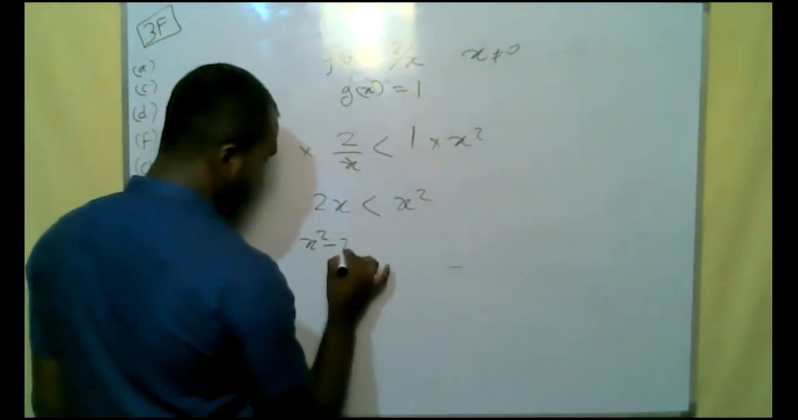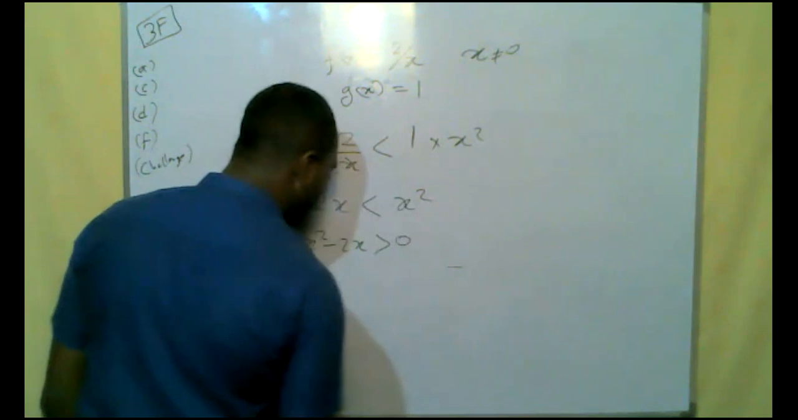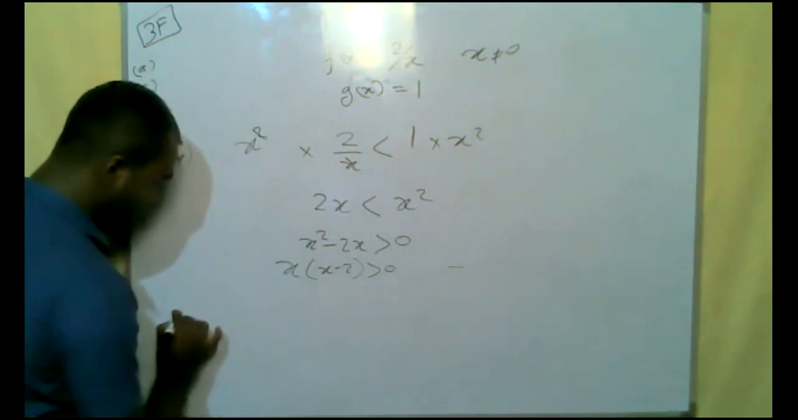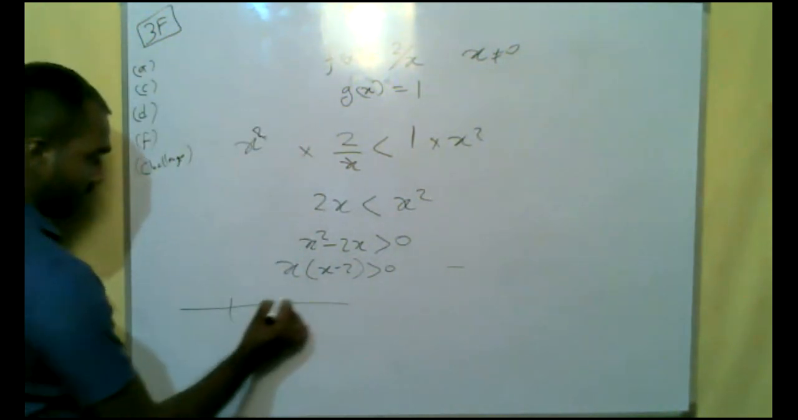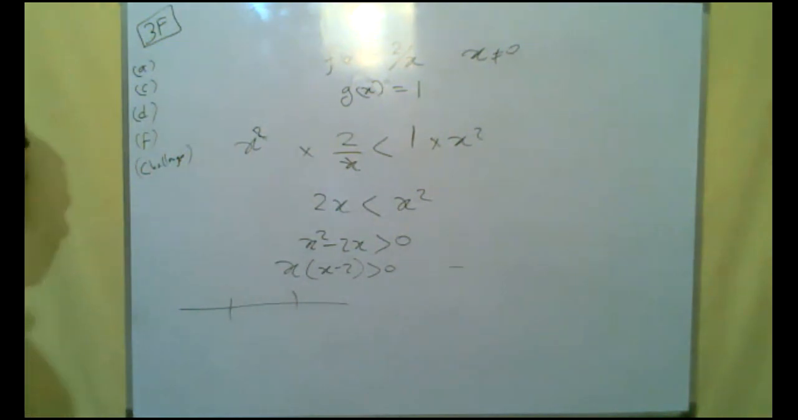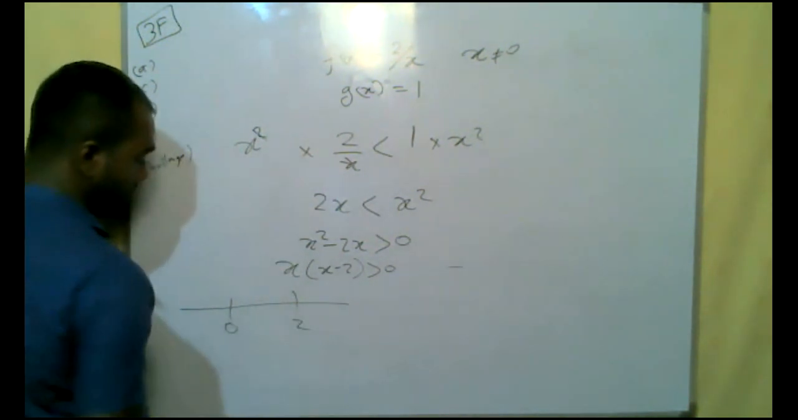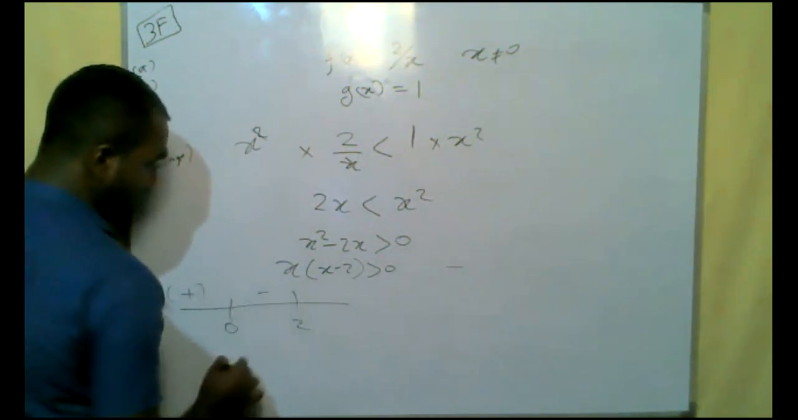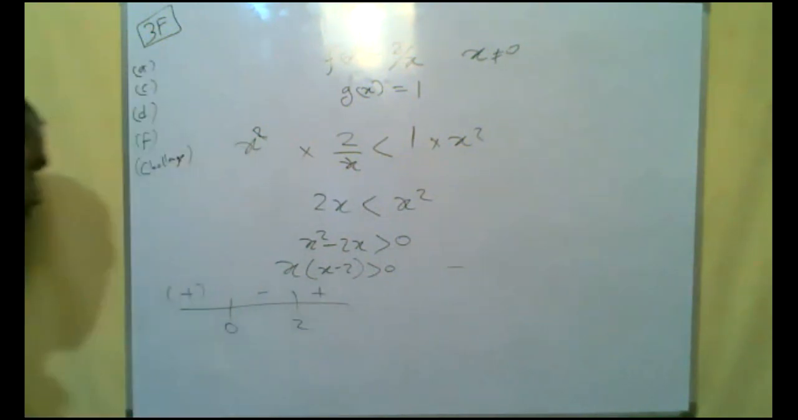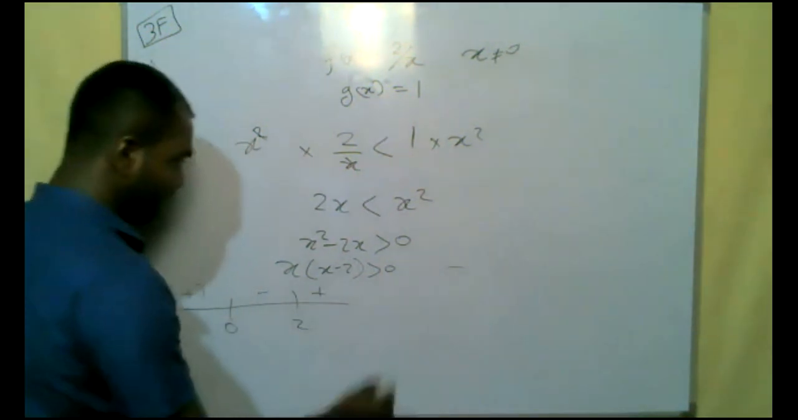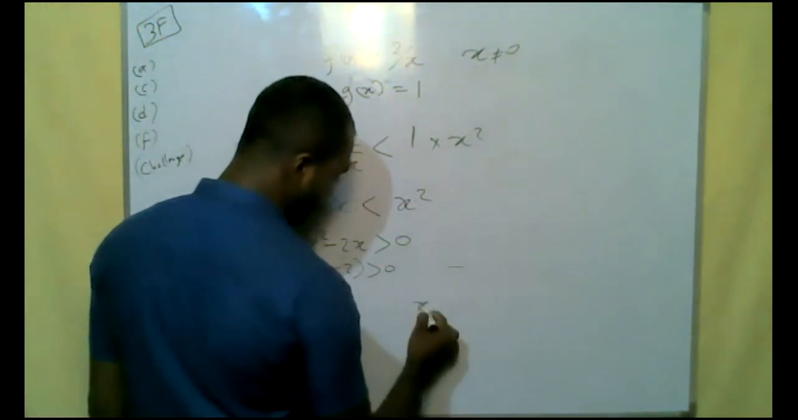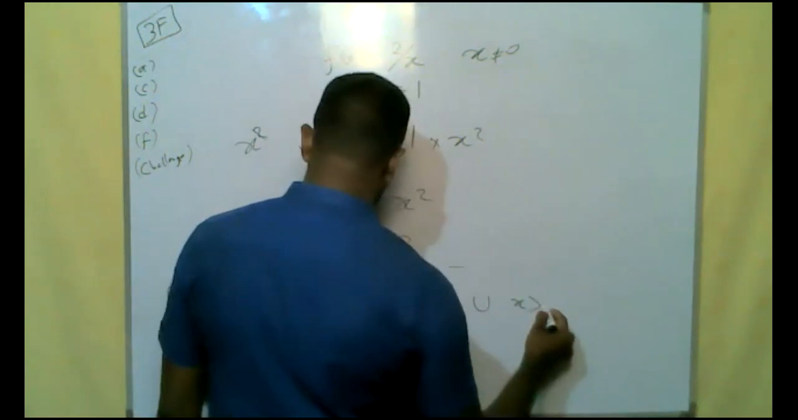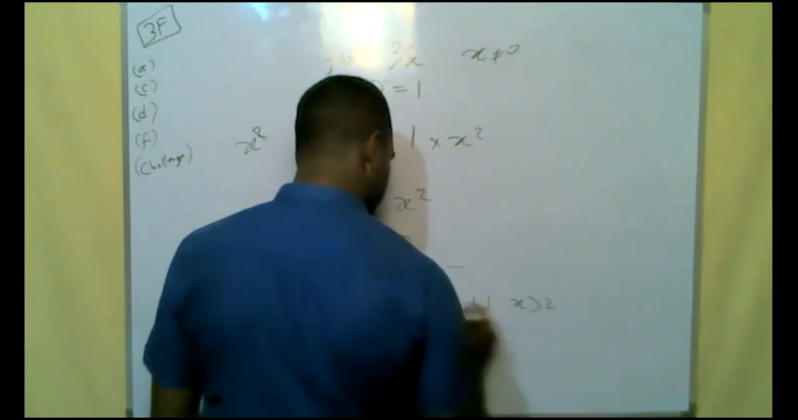So x squared minus 2x is greater than 0. x times x minus 2 is greater than 0. So what are the points? 0 and 2. So the positive regions will be like this: plus, minus, plus. We can take x should be either less than 0 or x should be greater than 2.